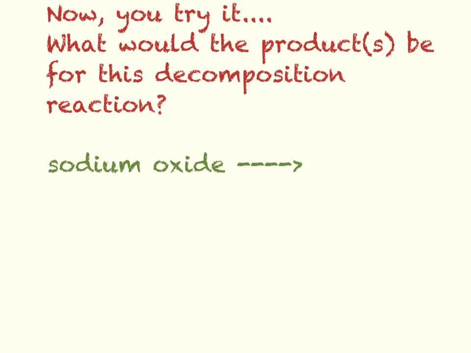So now here's one for you to try. If we look at this reactant, sodium oxide, what product or products would be made in this decomposition reaction? So we start with sodium oxide. What would be produced? Take a couple seconds to think about this and try and write down your products.